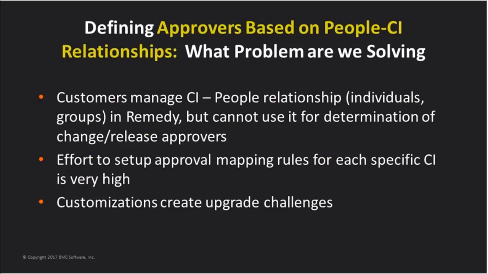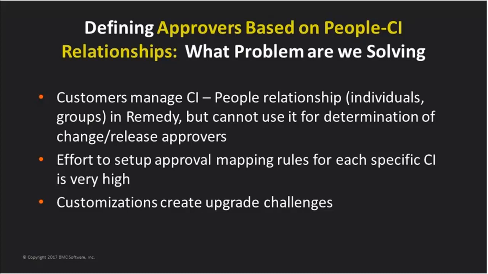The second topic that I wanted to mention here, and again, we're only highlighting the most important improvements, is a new concept to define approval rules based on people-CI relationships. If you recall, very often specific people need to approve changes for specific CIs, let's say on a change request, right?